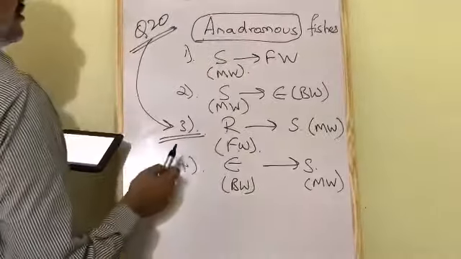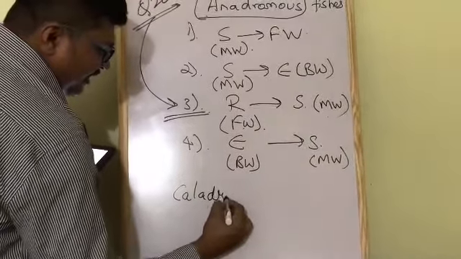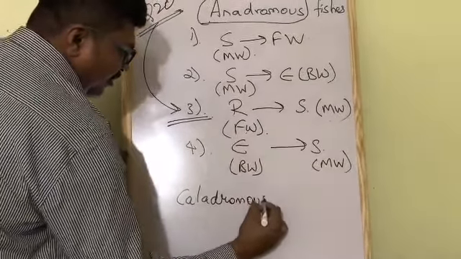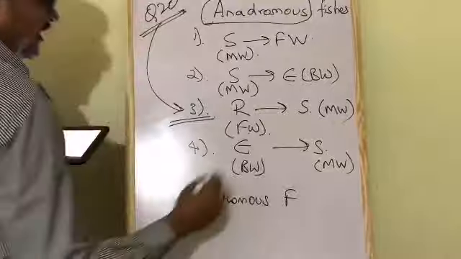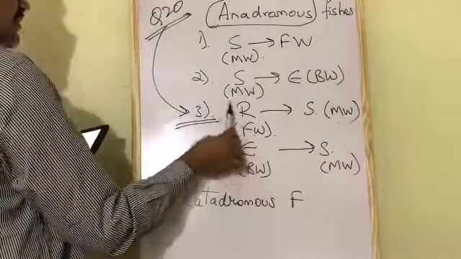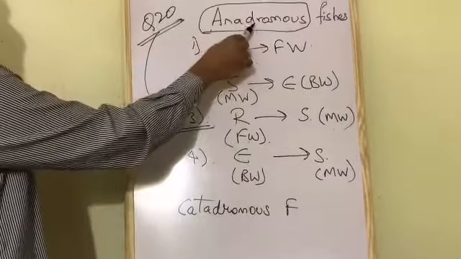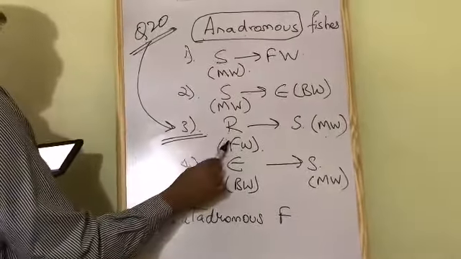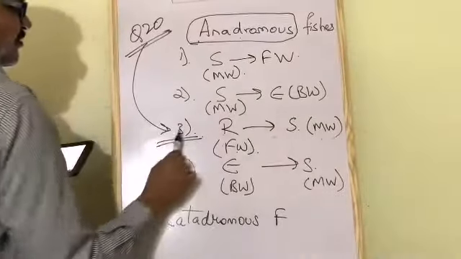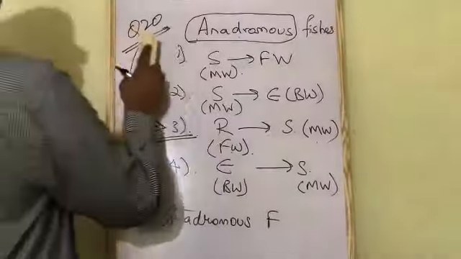Another type of fishes is called catadromous fishes. These catadromous fishes do the opposite type of migration. That means the movement is from marine water to fresh water. That is called catadromous fishes. Question 20 is asking about anadromous fishes, which is movement from fresh water to marine water. So option number 3. Question number 20, option number 3.